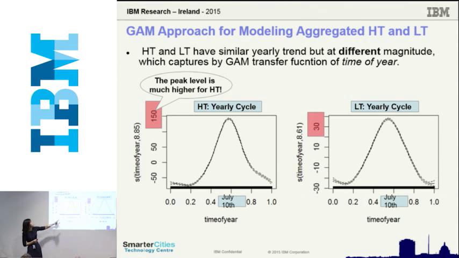So these two functions show you the yearly cycle. As expected, it peaks in July. July 10th is, I think, the hottest day. I just want to point out that they are on different scales. HT is significantly higher than LT.